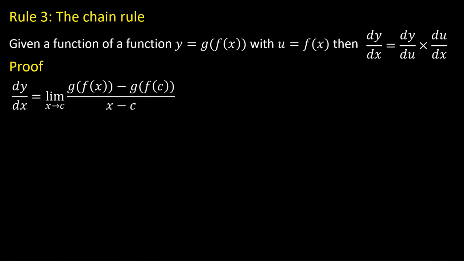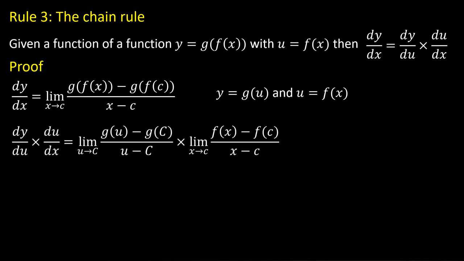If we just differentiate the function of a function, we get dy/dx equals the limit as x approaches c of (g(f(x)) minus g(f(c))) all divided by (x minus c). If we now let u equal f(x), then we get y equals g(u) and u equals f(x). Differentiating these two functions individually and then multiplying the differentials together, we get the limit as u approaches uppercase C of (g(u) minus g(C)) divided by (u minus C). The reason we have used uppercase C is to distinguish it from the value x approaches, because as x approaches lowercase c, f(x) is most likely approaching a different value, which we have called uppercase C.